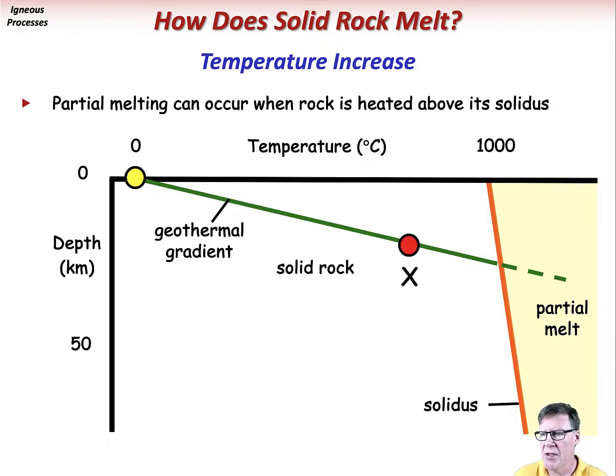Consider a rock at position X on the geothermal gradient. Simply increasing the temperature on this rock will eventually cause it to reach its solidus temperature, and if it exceeds the solidus temperature, it will start to melt.